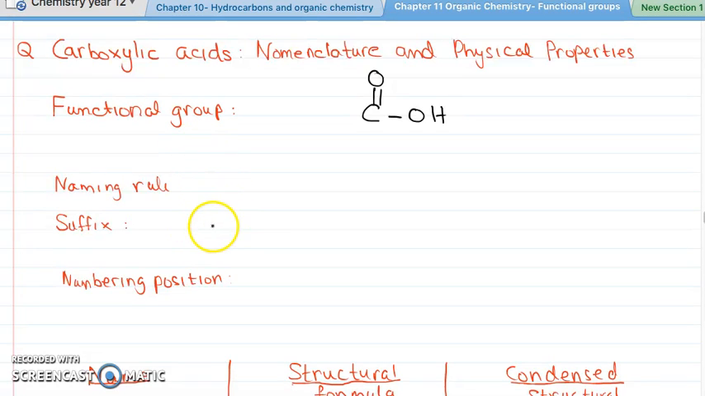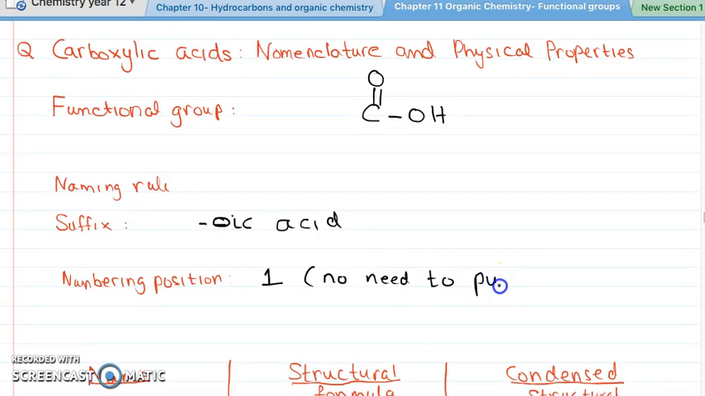How do we name it? Just an "oic", and we end the name with "acid". Oic acid. The numbering position is similar to aldehydes. You really don't have to give it a number. It's always at the end. So the numbering position is 1, so there is no need to put a number in the name.